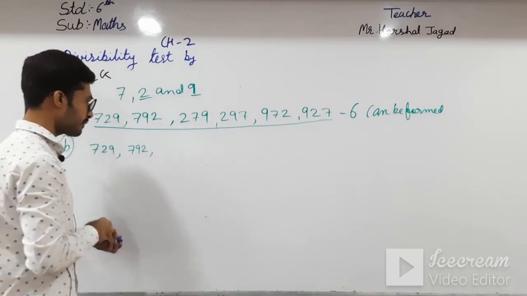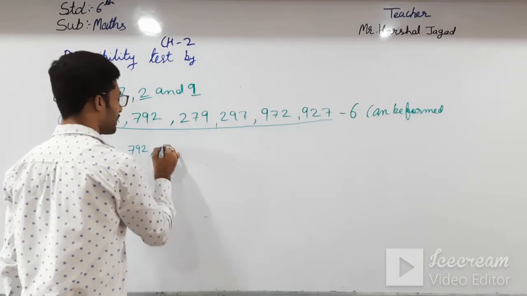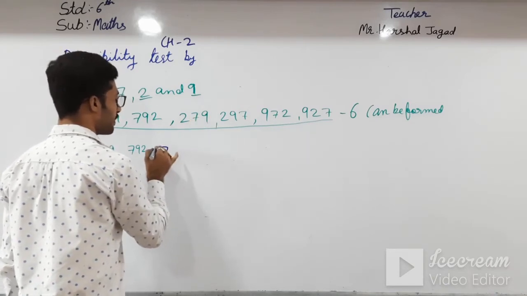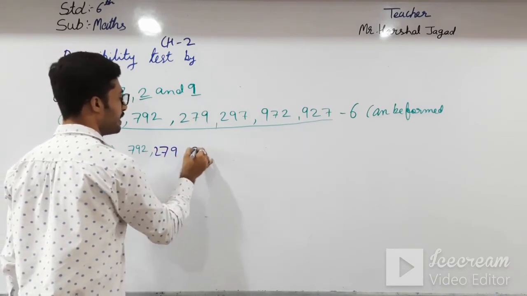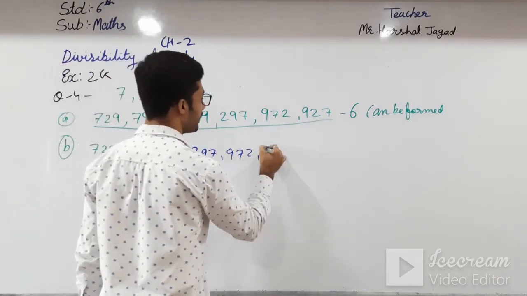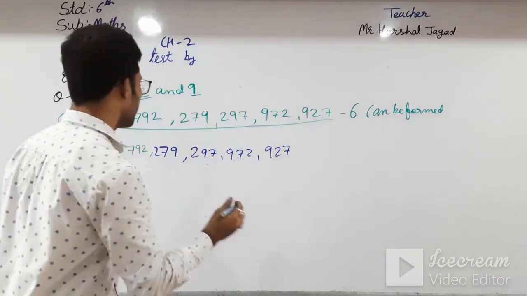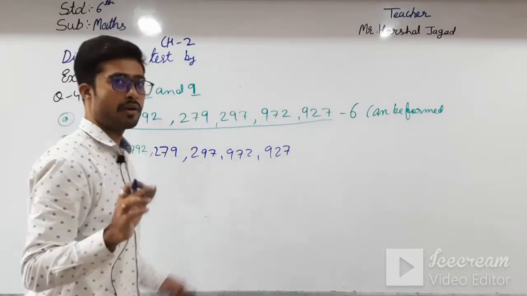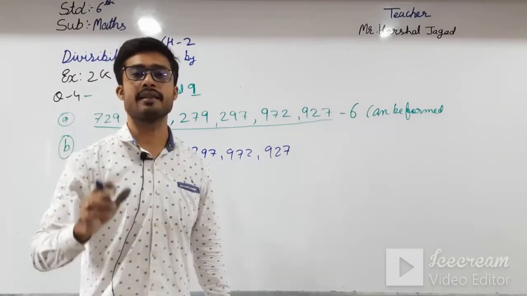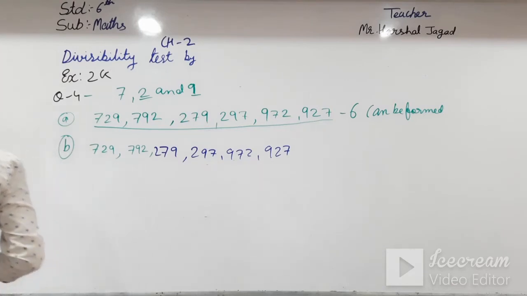And 2 plus 7 plus 9, that is 18. This number is also divisible by 3. This number is also divisible by 3. This number is also divisible by 3. And this number is also divisible by 3. Why? Because the sum of the digits in all these numbers is 18. So all these numbers are divisible by 3.